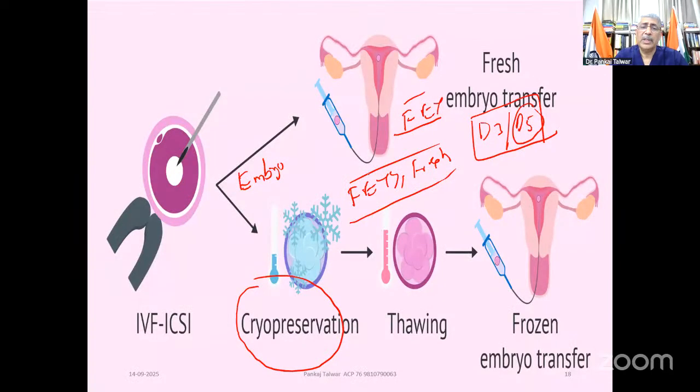Your choice, but I'll basically talk about synchronization of cycles for FET today. This is the topic that has been asked of me. So in case you want to freeze, we freeze and then we thaw after a month or so, and then we carry out the embryo transfer.